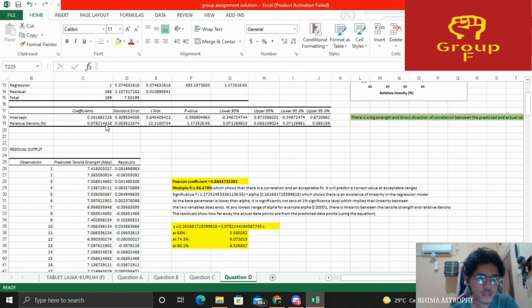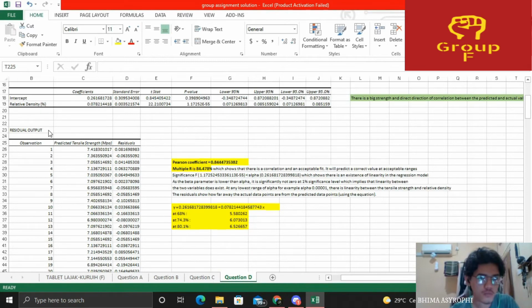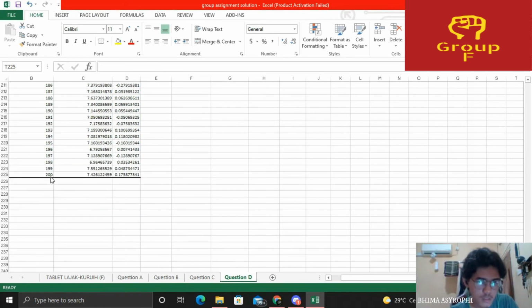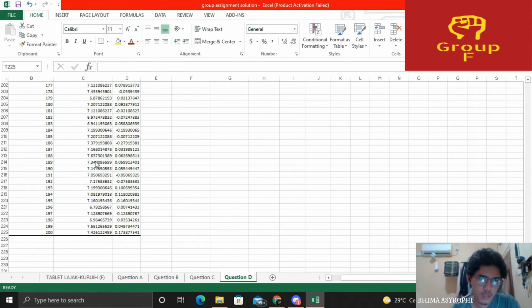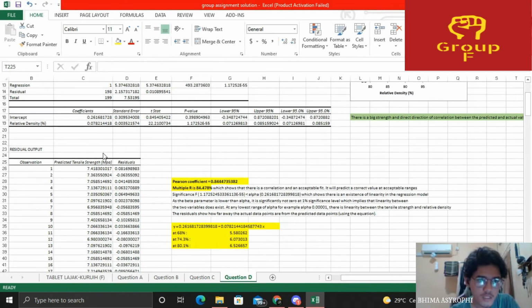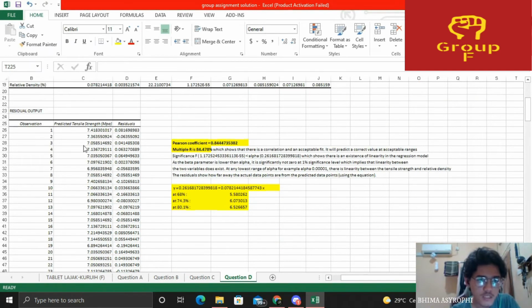And then next is the residual output. Like I said before, the observation is 200. You can check here, 200. This is the predicted tensile strength, and these are the residuals.